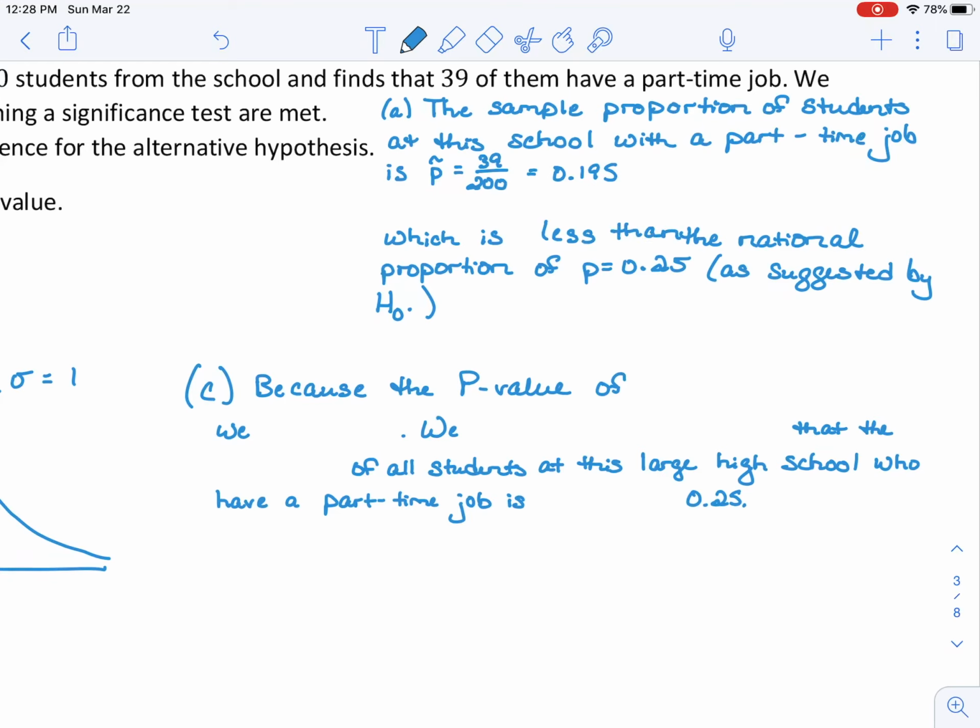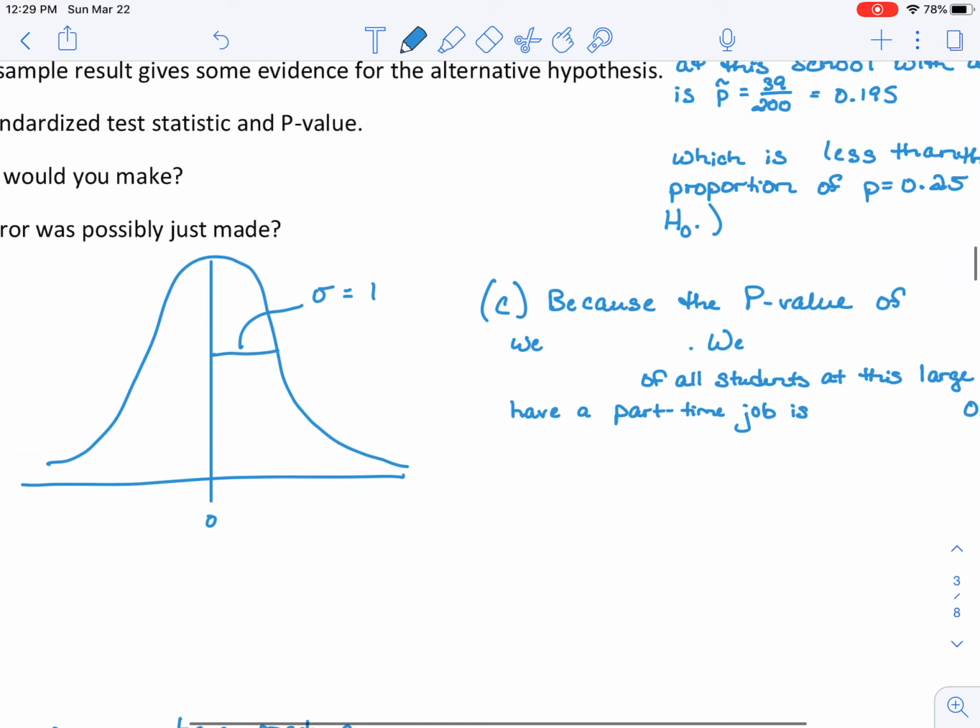So there's some evidence. We're getting something less than 0.25, which is what was suggested in the null hypothesis. So there's some evidence to say that the proportion is less than 25%. But we need to see if it's convincing evidence. If this is really unlikely, it's so low that the null probably isn't true.